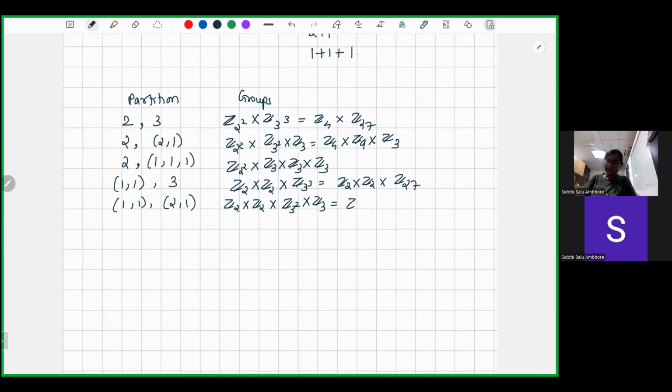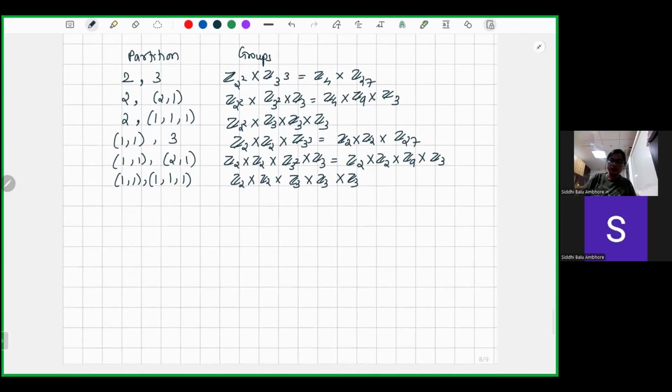That is, this is Z2 cross Z2 cross Z9 cross Z3, and the final one is this. And these are the only possibilities. It is Z2 cross Z2 cross Z3 cross Z3 cross Z3. Okay, so these are the only possibilities.